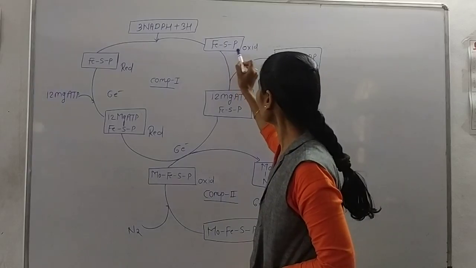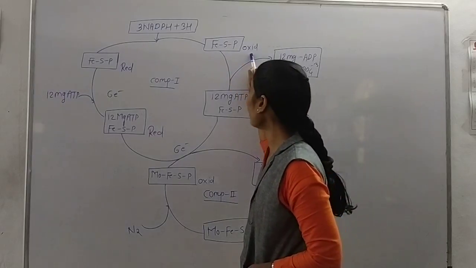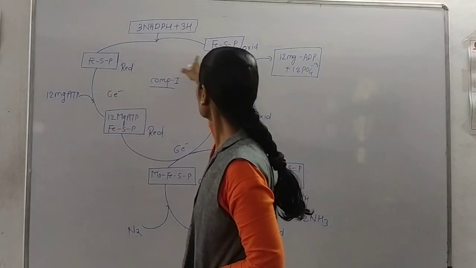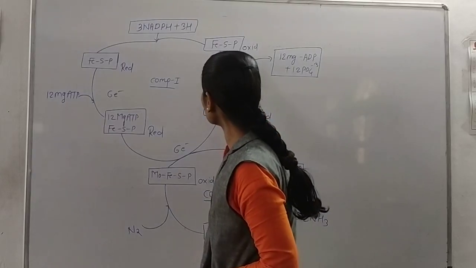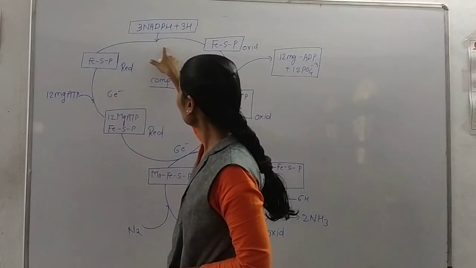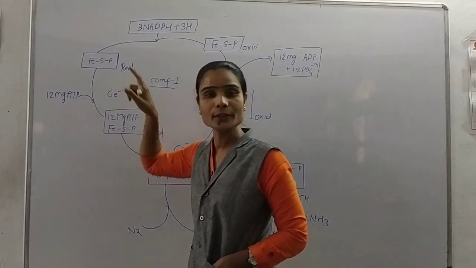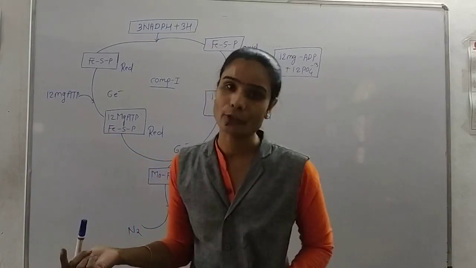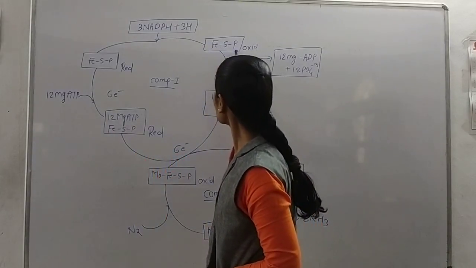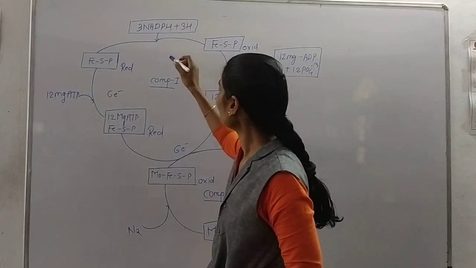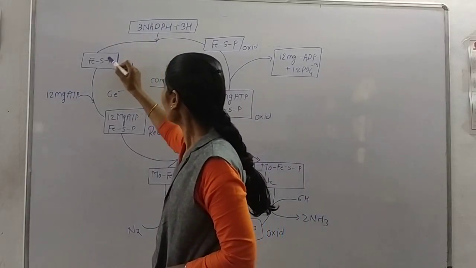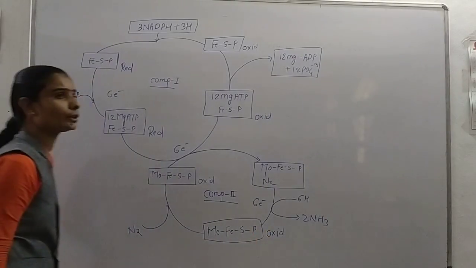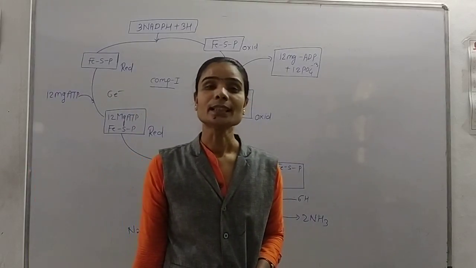In this, the iron sulfur protein which is in oxidized form, NADPH is the ultimate electron donor. So the iron sulfur protein in oxidized form accepts electrons from this NADPH and is converted into the reduced form. And we know that any atom when it accepts electrons is converted into the reduced form. After that, the magnesium ATP, we know that ATP is an energy release agent.